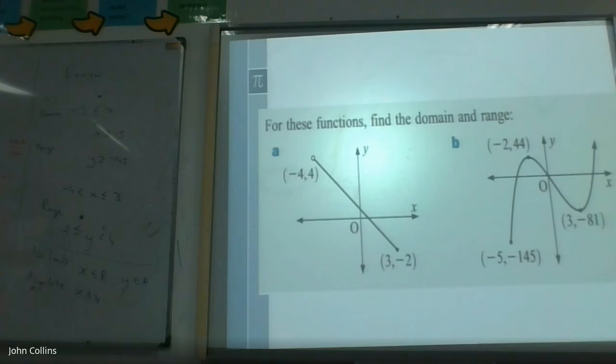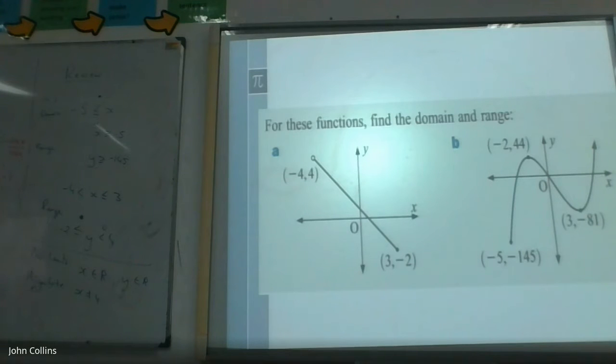There's two examples. Yeah. That's what we will have to do. You have to be able to state the domain and range when given a function's graph. That's one thing you have to do.